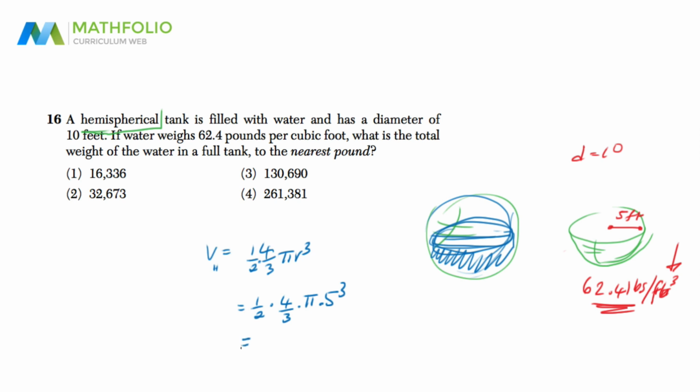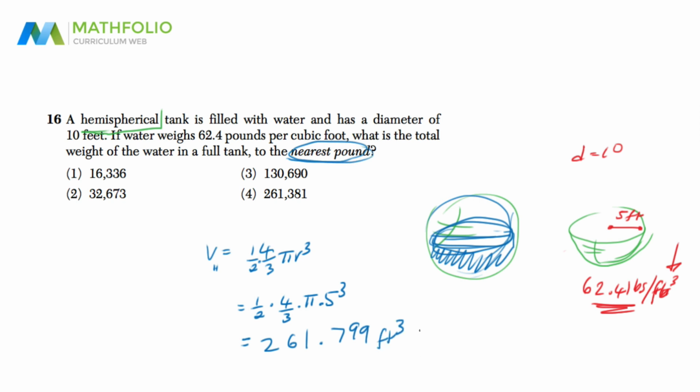And so let's figure out that number. So I'm just going to plug all of this stuff in right now. So 0.5, which is the half, times 4/3 in parentheses, times pi, times 5 to the 3rd power. So that gives me an answer of 261.799 and change. Now it wants to know what is the weight to the nearest pound. So I'm going to circle that. What is the weight of the water?